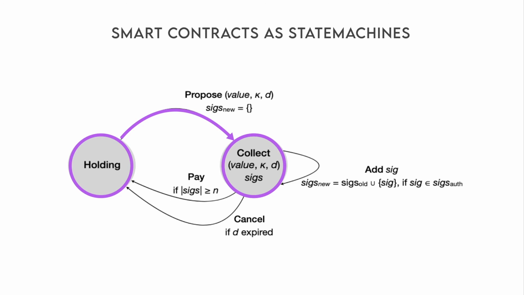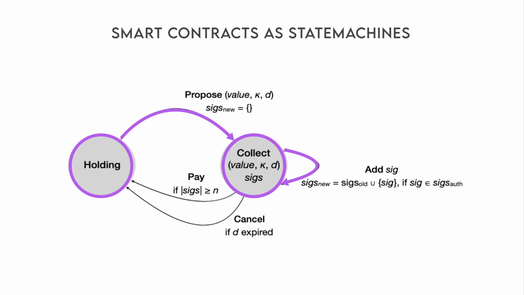At this point, there are multiple transitions that can occur. On the right side, we have the add sig transition. When we propose, we create a new set of signatures, and people in the contract might get notified: hey, do you approve of this transaction? If you do, you can add a signature to the set of signatures. While we're in the collection period, we're in it for D blocks of an epoch, an interval of D blocks.